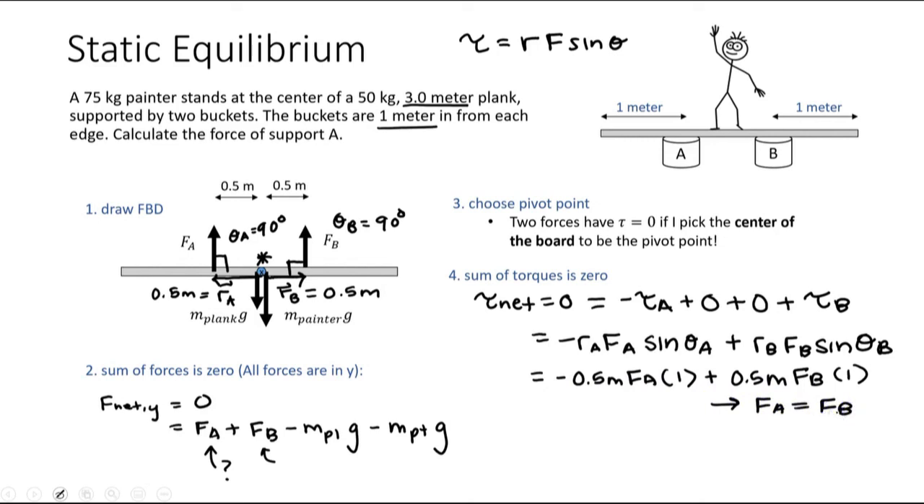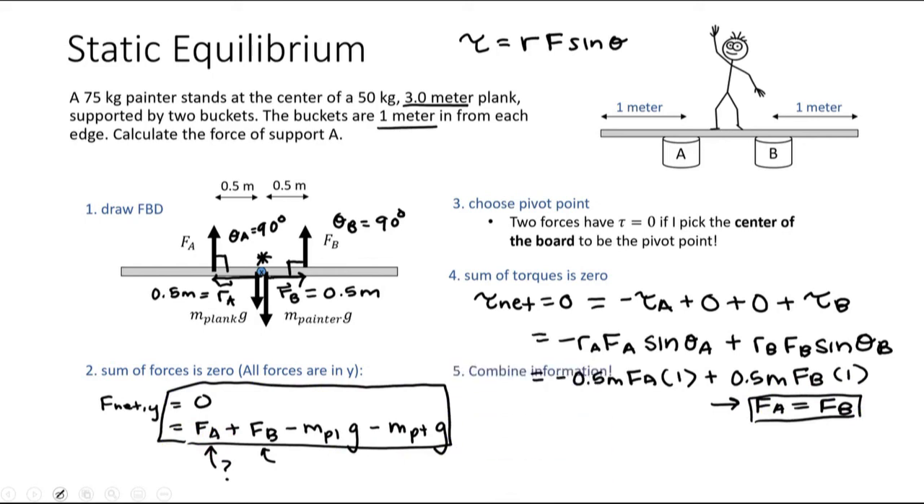Okay. So that's great. Now we have two relationships that relate our two unknowns, right? So I have this relationship over here from my forces, and I have my relationship from my torques. So I have two unknowns, but it's okay because I have two relationships that relate them. All right, so now the last step is to just combine this information. In other words, I can just put in the fact that FA is equal to FB over in my equation from F net Y. So when I do that, I want to find FA, so I'm going to go ahead and replace FB here in our equation with the fact that FB is really equal to FA.